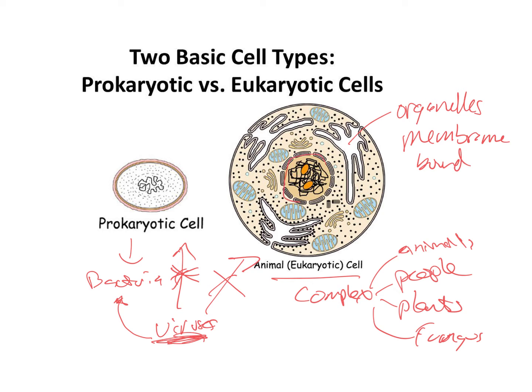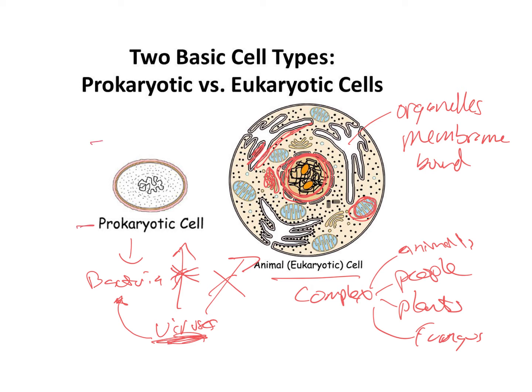So, for example, the nucleus in the middle here has a membrane around it that protects our DNA. The endoplasmic reticulum here has a membrane around it. Our mitochondria has a membrane around it. The Golgi body, that's this part here, has a membrane around it. Notice none of those parts are in the prokaryotic cell.